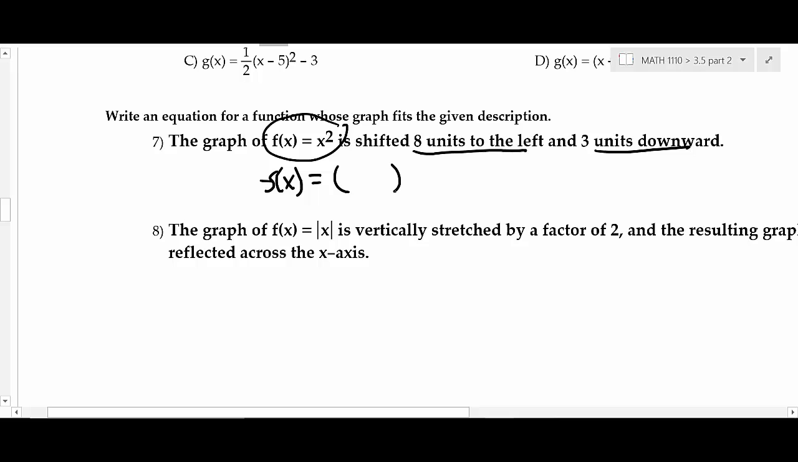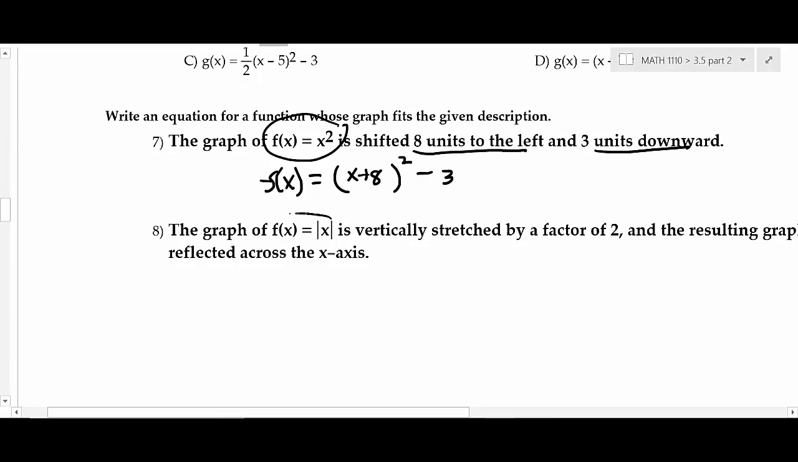Add 8 inside. Okay, you would say add inside, that's important. So it would be x plus 8 to the second. And then how do you make it go 3 down? Minus 3 outside the function. That's good. I want to hear you say inside and outside because you got to know where those numbers are going. Okay? All right, let's look at the next one.